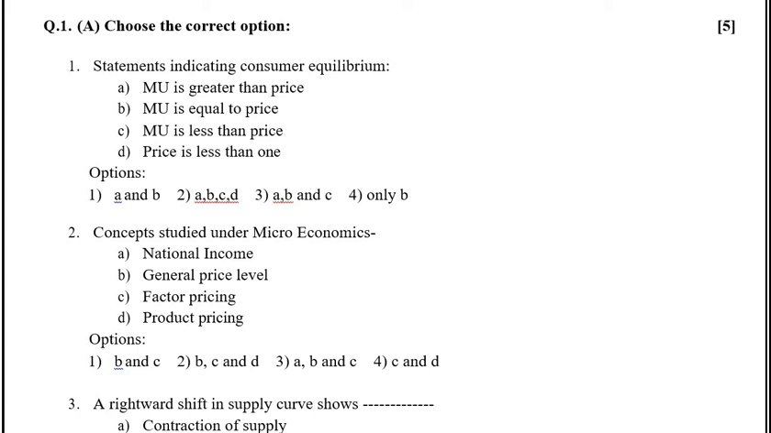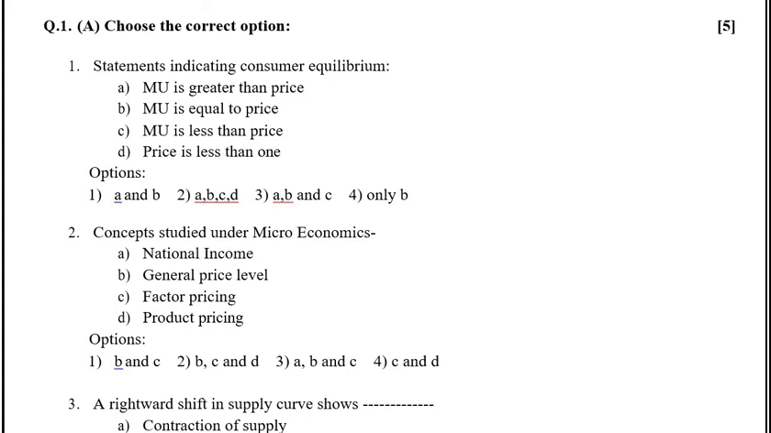Statements indicating consumer equilibrium. A, MU is greater than price. B, MU is equal to price. C, MU is less than price. D, price is less than 1. So options given are first A and B, second A, B, C, D all four, third A, B and C, and fourth only B. Here you have to choose the correct answer from these options. You have to answer either 1, 2, 3, 4, but read the questions properly and then only tackle the answers. I hope on the other side you have already tackled these questions.